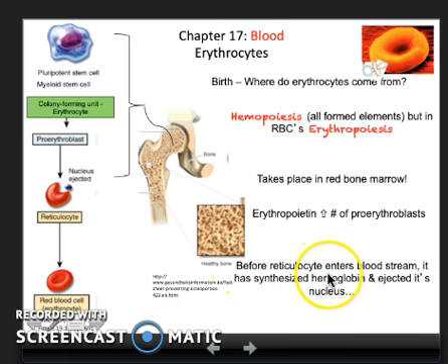So before the reticulocyte enters the bloodstream, it has synthesized hemoglobin and it's ejected its nucleus. So keep in mind what this says, before the reticulocyte enters the bloodstream. While it's still hanging out in our red bone marrow, it's rapidly synthesizing hemoglobin, and once it's full of hemoglobin, it then ejects its nucleus. The structural reason for red blood cells to be biconcave is because they've lost their nucleus, and so they collapse in the center.